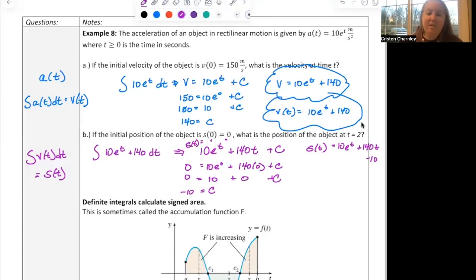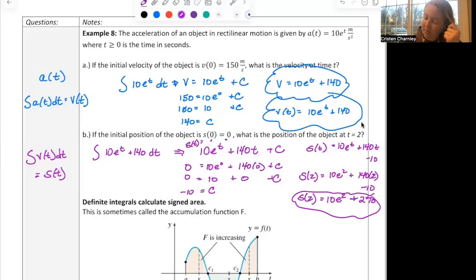So now if we want to find the position at t equals 2, what do we do with that t equals 2? We put it in for t. s of 2 is 10e squared plus 140 times 2 minus 10. You don't have to give me a decimal equivalent. Anytime you type the letter e in your calculator, you've automatically rounded it and it's less accurate than just the letter e. So the letter e is totally fine. 140 times 2 is 280. 280 minus 10 is 270. So that is where the object is at t equals 2.